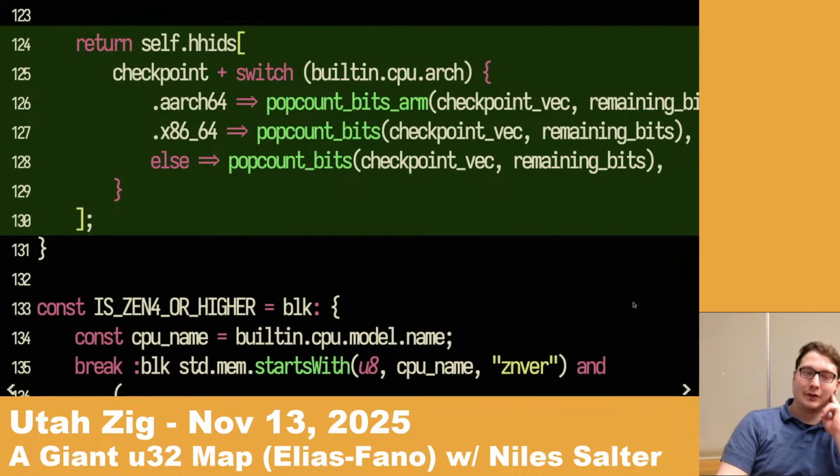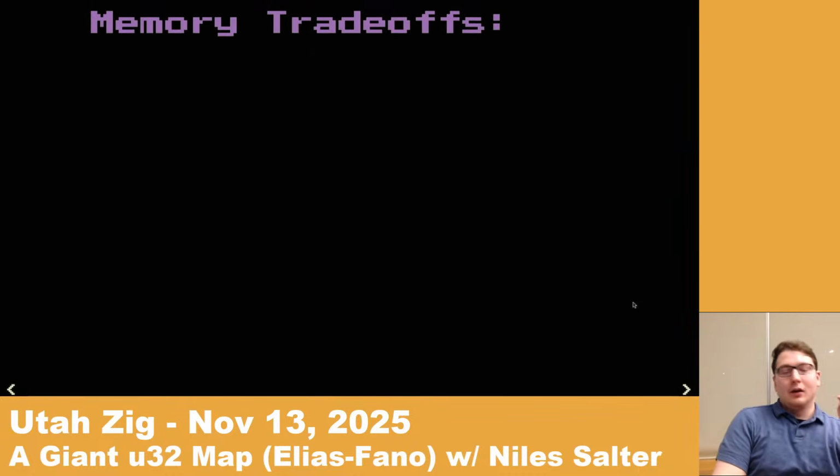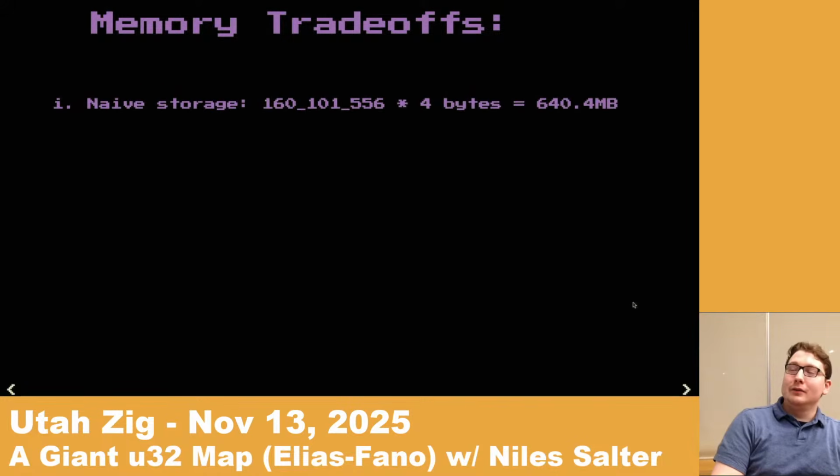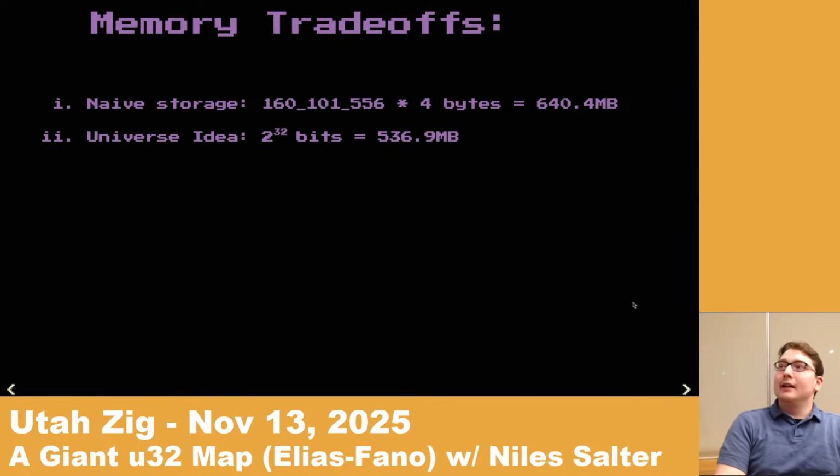Exactly. Okay. Okay. All right, so here's the memory trade-off. Naively, like I mentioned, we could have 640 megabytes to store 160 million 4-byte values. With this idea, we get down about 100 megabytes of savings. Okay.